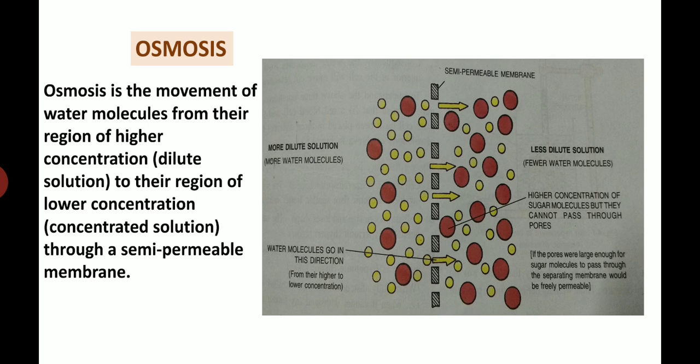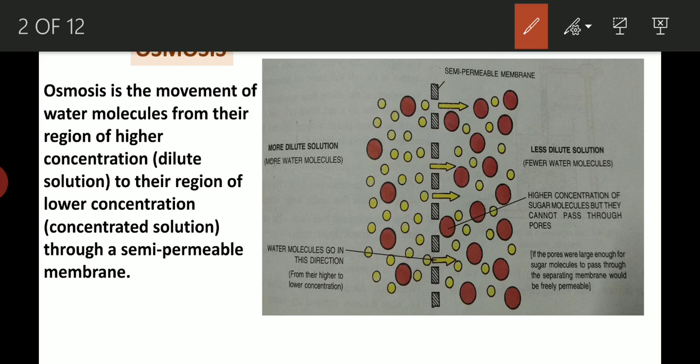Now first is, what is osmosis? Osmosis is basically the movement of the water molecules from their region of higher concentration to their region of lower concentration. I have already told you about diffusion, but osmosis is all about the movement of water molecules. Only it is concerned with water molecules. In the process of osmosis, the water molecules move from where to where? From their region of higher concentration to their region of lower concentration.